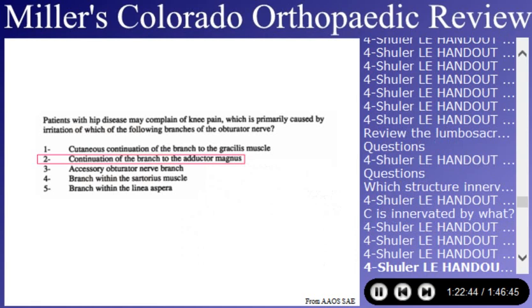Patients with hip disease may complain of knee pain, which is primarily caused by irritation of which of the following branches of the obturator nerve? Very important. Don't forget something as simple as radiographing a joint above and below the patient's complaint. Okay? Branch to the adductor magnus can give you knee pain. So simultaneously, if you have hip pathology, they can present with just knee pain.